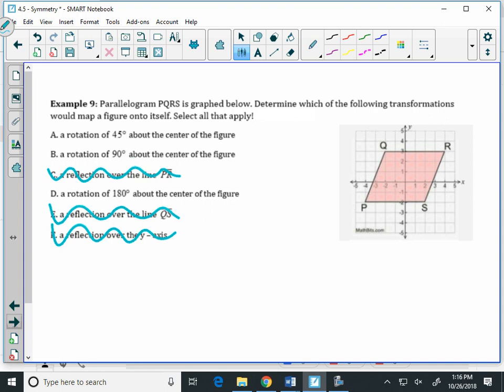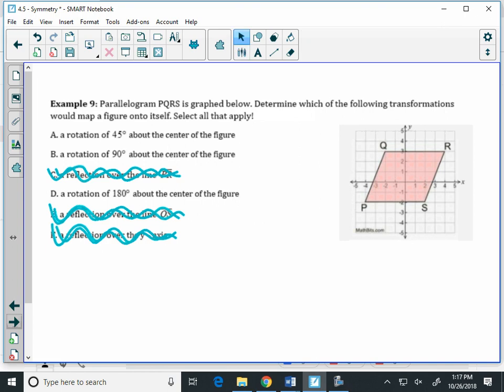is not going to be an answer. Because if it doesn't have line symmetry, it's not going to be able to reflect over anything. So none of those are going to be answers. Every time you see the word parallelogram, you're going to scratch out anything that's talking about a reflection. Because in order to reflect over a line, it has to have line symmetry, and parallelograms don't.